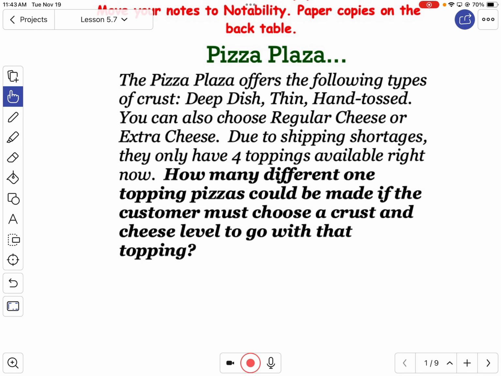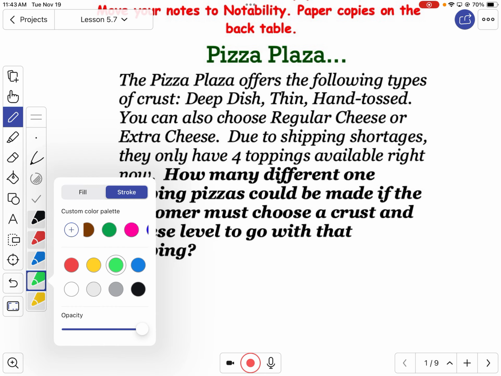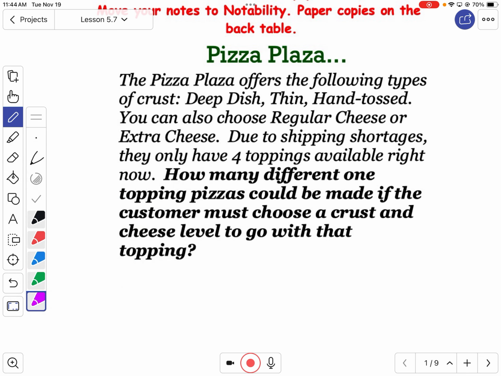Okay, so let's think through that. We had talked about some problems the other day that allowed us to do this when we have categories and we want to figure out a total number of options. Anybody remember what we do? You do like the little branching. Okay, we could, yeah, but if we think about it, we know we've got to take a type of crust, we got to take a type of cheese, and we got to take at least one topping.